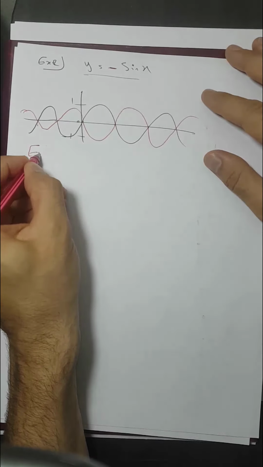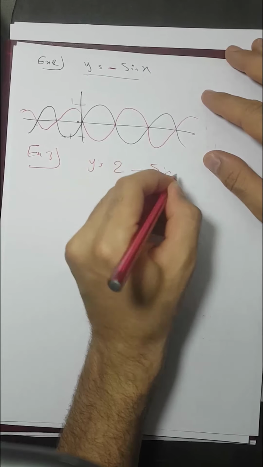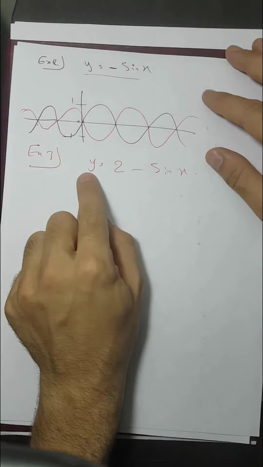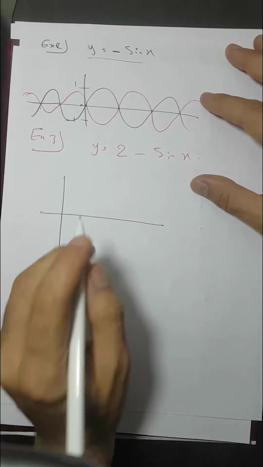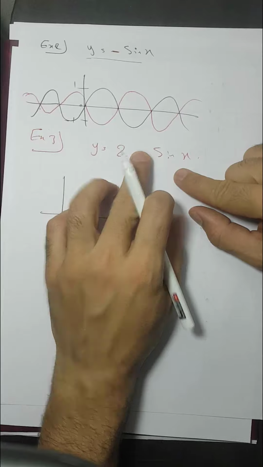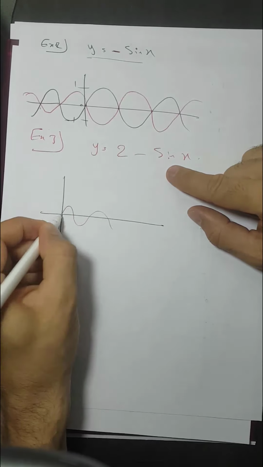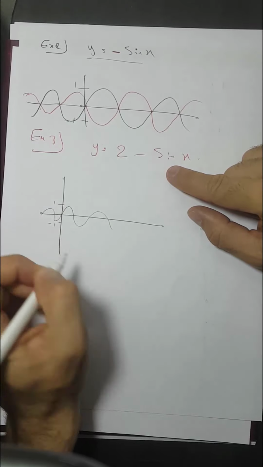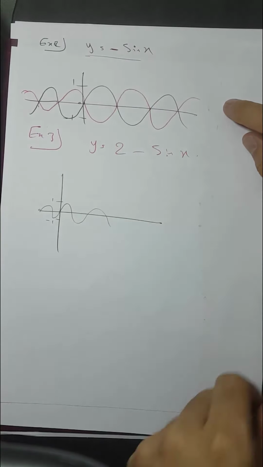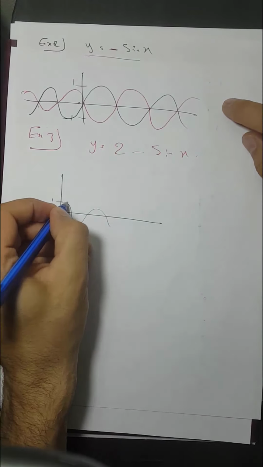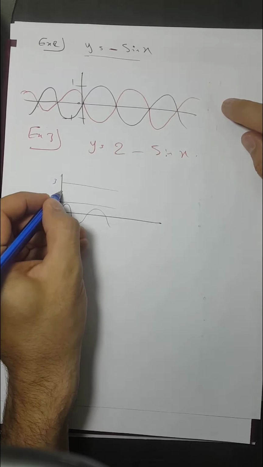Now in example 3, I am mixing 2 minus sine of x. Look, I mix example 1 and example 2, so it's really easy for you. First of all, try to forget about 2, forget about minus. Say I have what? I have sine, between 1 and -1. Now I have plus 2, means I go up. So between 3 and 1, and here's 2. So here's my graph.